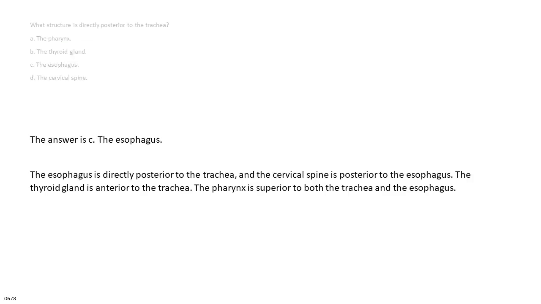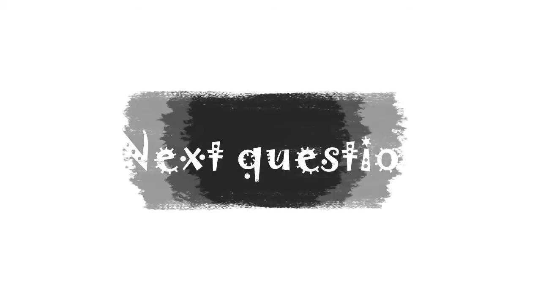The answer is C. The esophagus. The esophagus is directly posterior to the trachea, and the cervical spine is posterior to the esophagus. The thyroid gland is anterior to the trachea. The pharynx is superior to both the trachea and the esophagus.